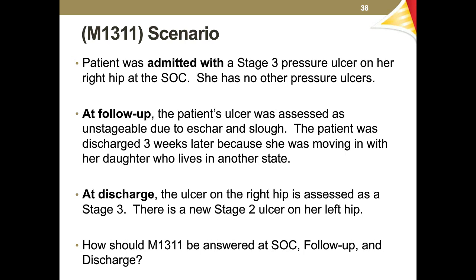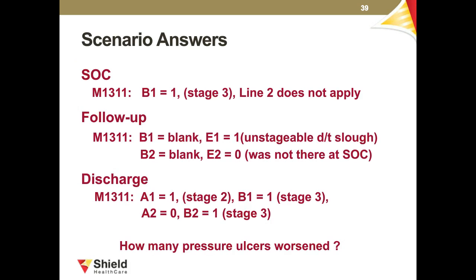By discharge time, we do that third assessment. The ulcer on that right hip is assessed as a stage 3. There is a new stage 2 on her left ulcer. So how do we answer M1311 at each of those time points? It takes a little practice to look at these, but what we see in this situation is that at start of care, she had a stage 3. It was clearly identified as a stage 3 at that time, and so we would use that.